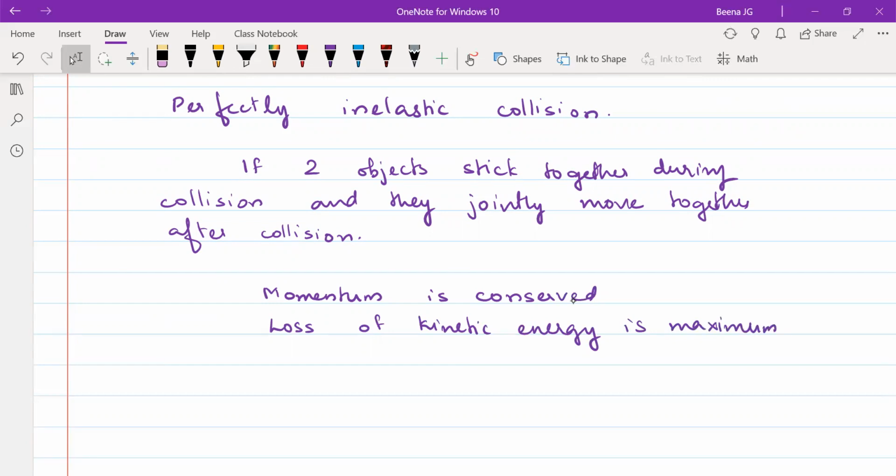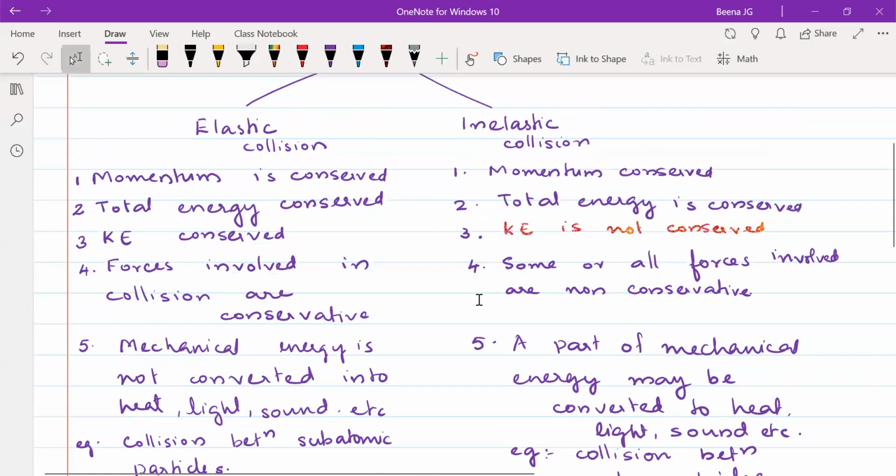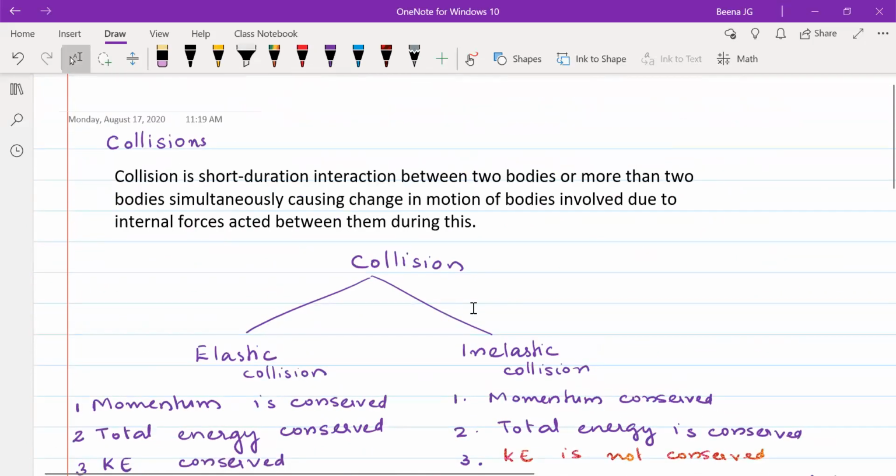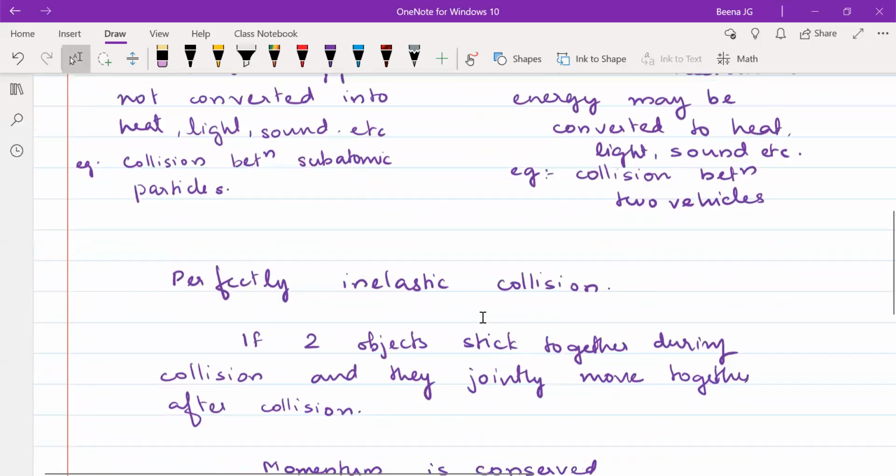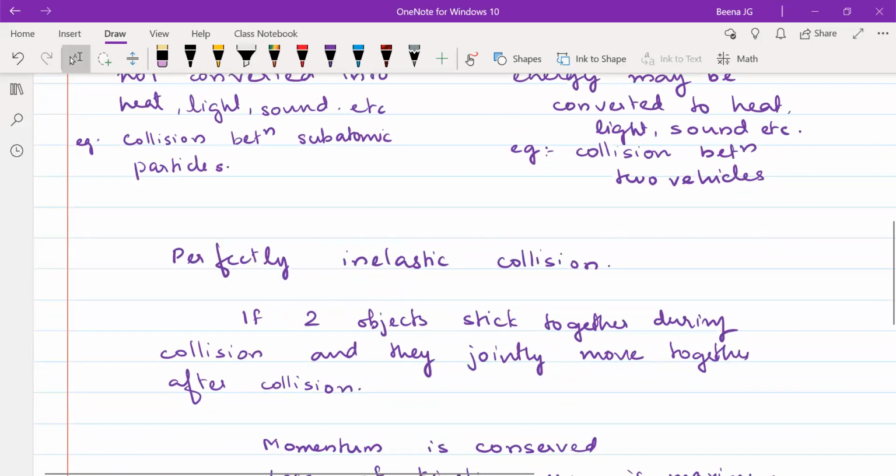Once again, we will have a quick discussion of what we have done right now. We were learning about the types of collision. Collisions are generally classified into elastic and inelastic collisions. Elastic is where momentum and kinetic energy are conserved, and inelastic is where momentum is conserved but kinetic energy is not conserved. And then we have seen an example of perfectly inelastic collision.